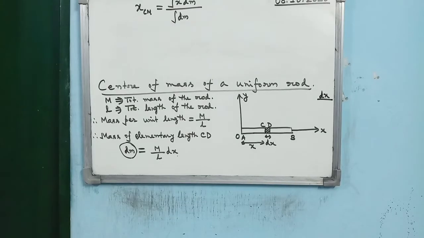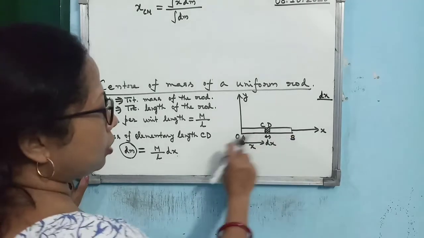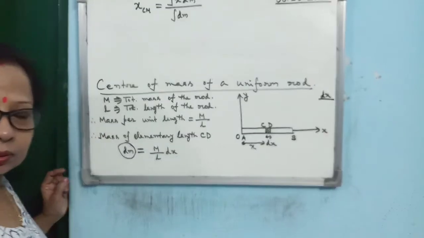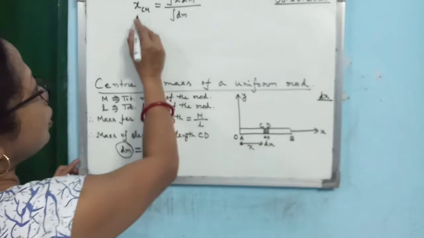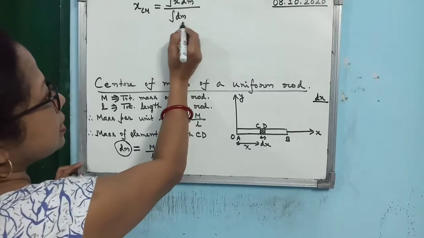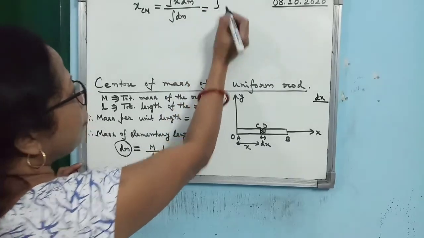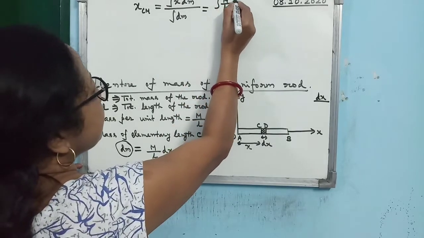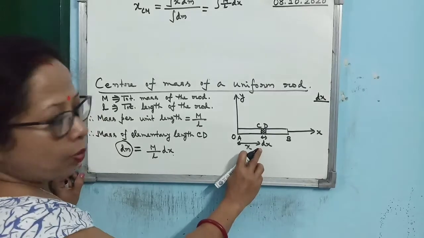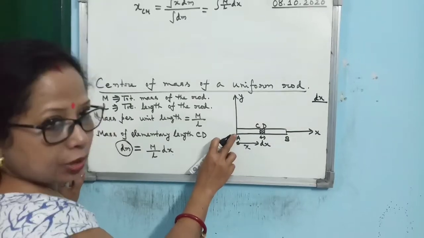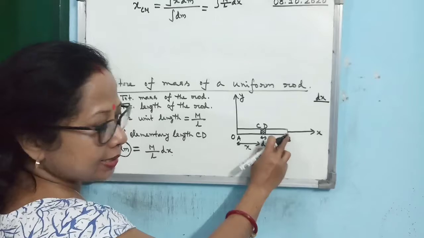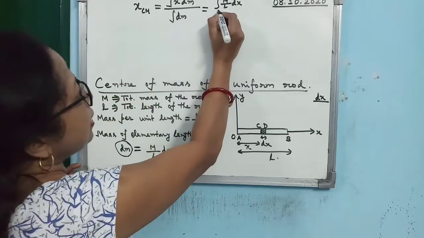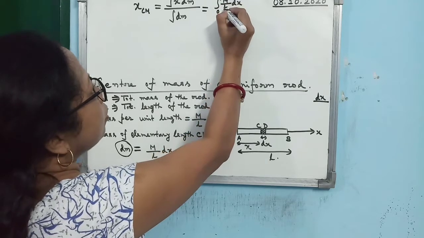So you see, in this case, as it is a one-dimensional one, because it is situated along the x-axis, the y coordinate is 0. So you can write x_cm equals integration x dm by integration dm. If I substitute dm, dm is how much? M by L dx. Now look at x. What is the lowest value of x? 0. What is the highest value of x? L. What is the total length? L. So you have to integrate it from 0 to L.